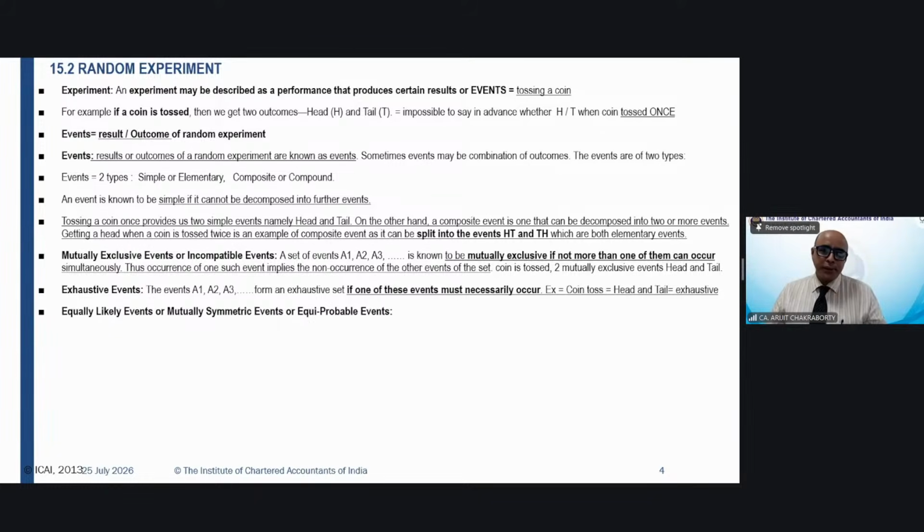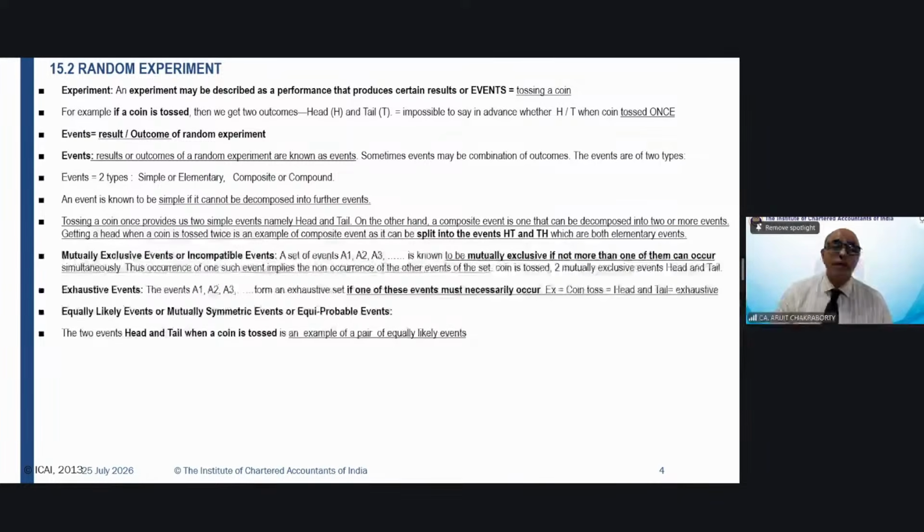So either yes or no, either success or failure, right? So therefore, these are exhaustive events. And the last one is equally likely. That means equally probable events.